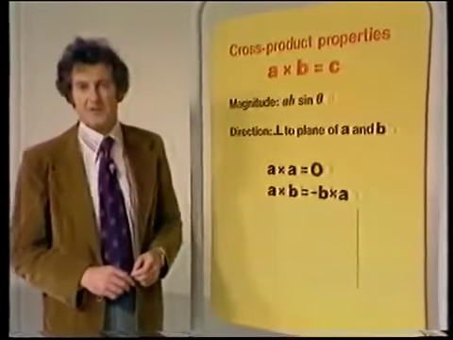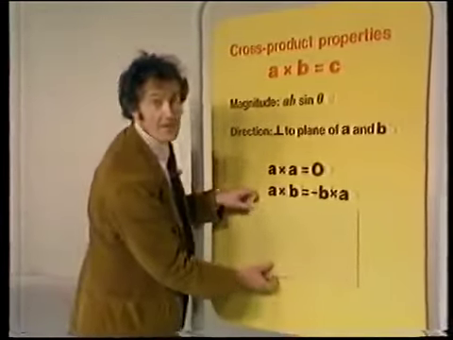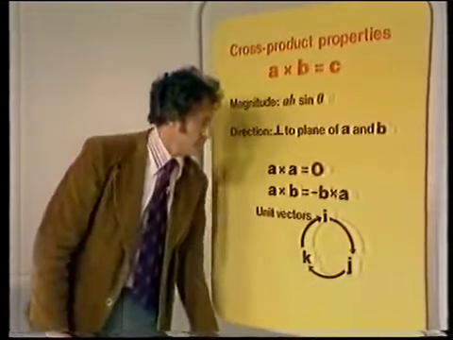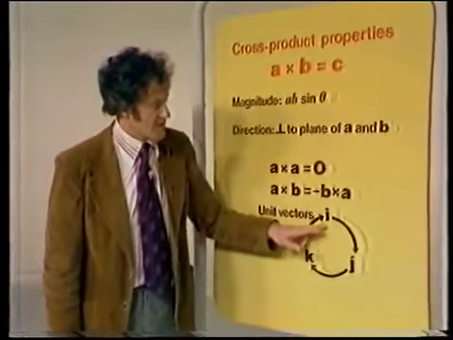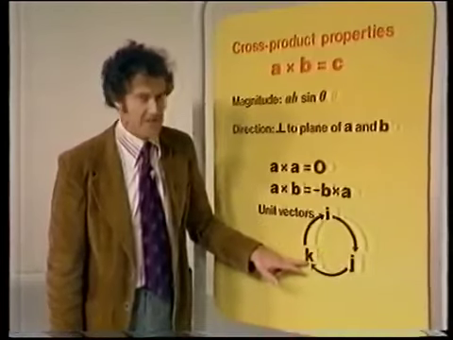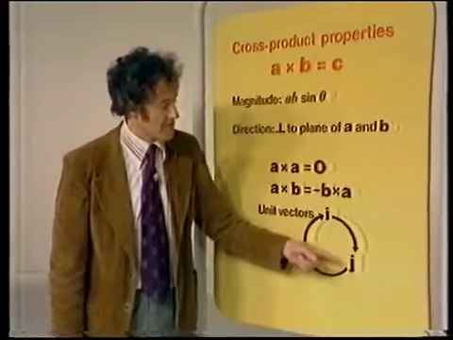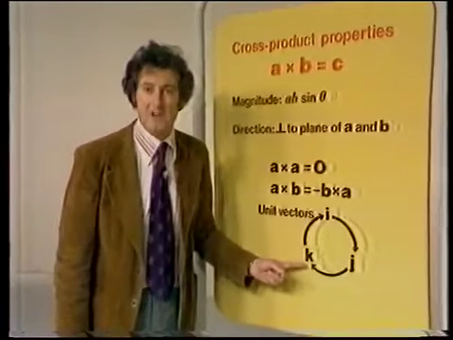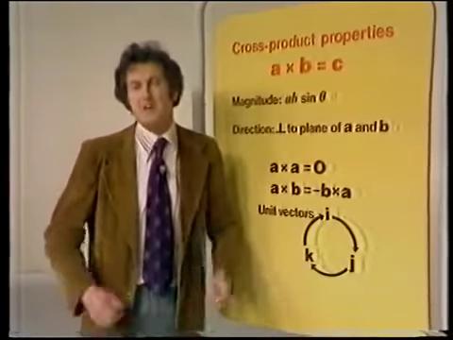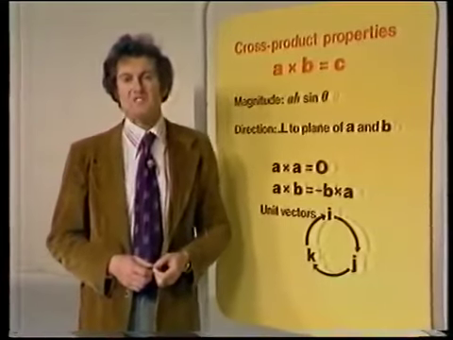From what Alan's just said, these unit vectors are pretty easy to use, and it's not too difficult to remember what their cross products give. This little diagram will help. Going round clockwise, i cross j will give plus k. k cross i, plus j. If we went round the other way, say j cross i, we'd get minus k. So that just about sums it up.